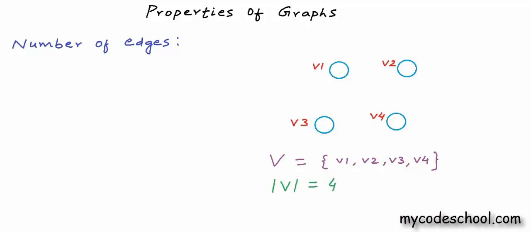Now it's perfectly fine if I choose not to draw any edge here. This will still be a graph. The set of edges can be empty. Nodes can be totally disconnected. So the minimum possible number of edges in a graph is 0.